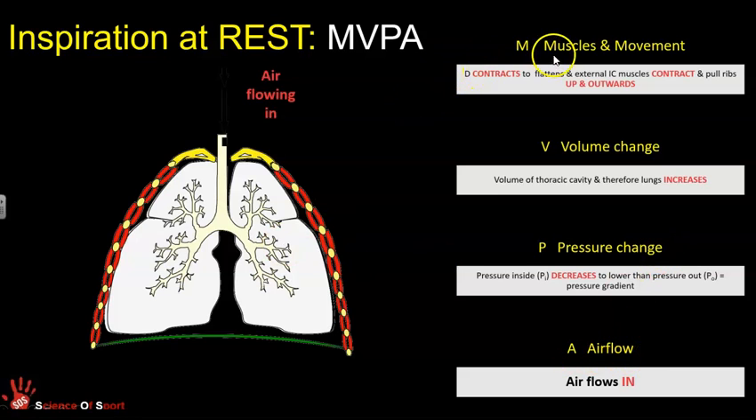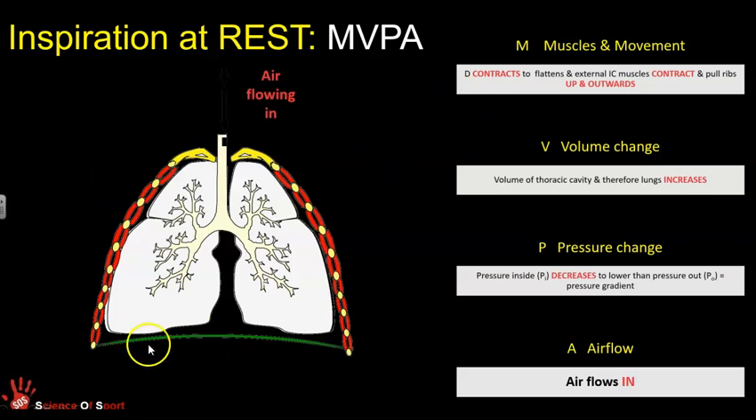So what happens? First of all, our respiratory muscles contract. Our diaphragm is a respiratory muscle. When it's at rest, it's dome-shaped. When it contracts, it flattens. So this green diaphragm here is contracted. We've got the two layers of intercostal muscles, external ones on the outside and internal ones on the inside. And it's specifically the external intercostal muscles that contract to pull our ribs up and out.